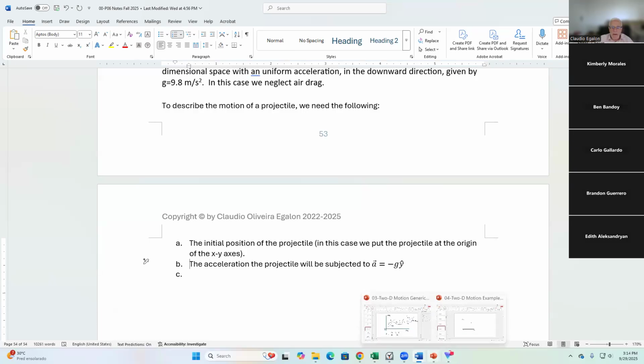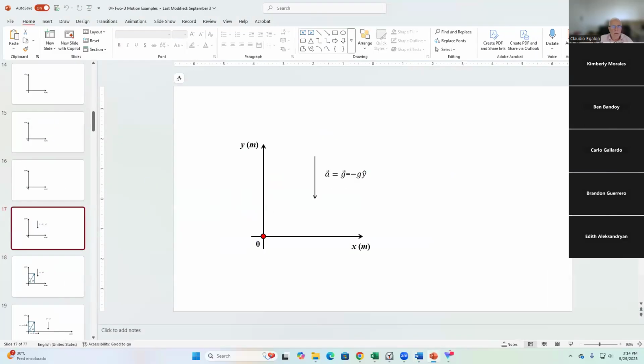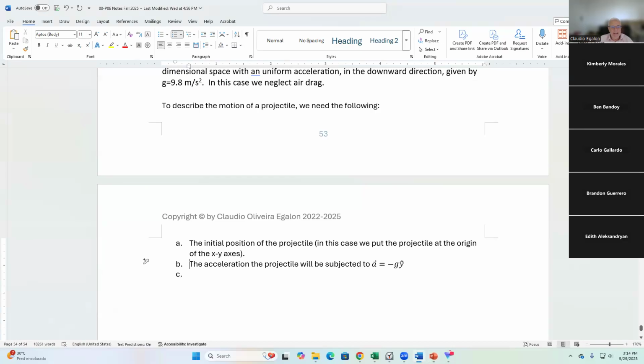And I illustrated the acceleration right in here. We don't need that anymore, right? It's illustrated. What else do we need? We need the initial velocity vector. Okay, so that must be given because we have the projectile.